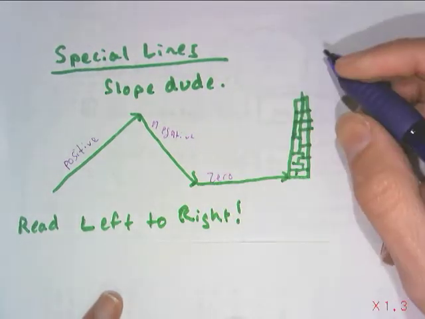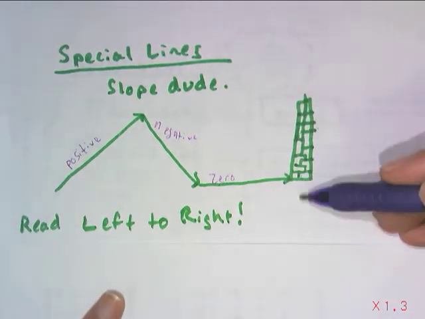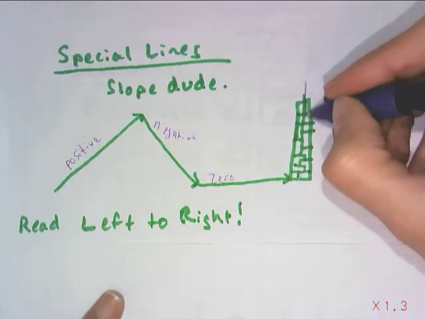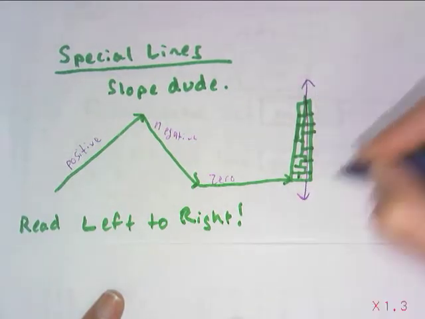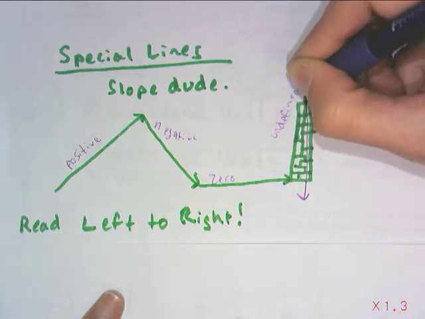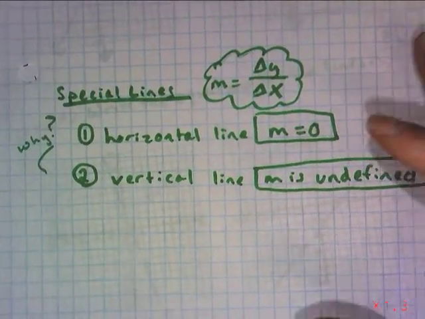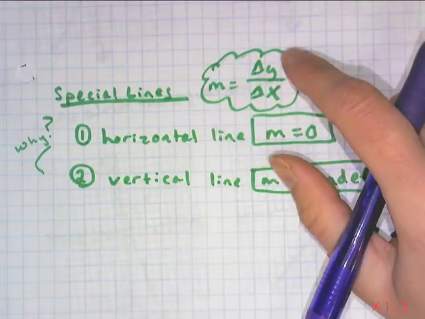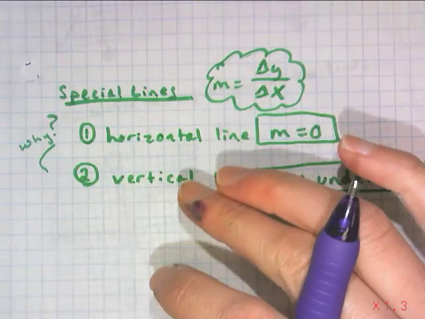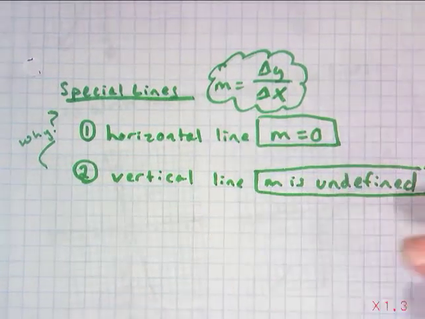0, fine. And then he hits this wall, and it's impossible to ski up this wall. So when this happens and you hit a line that is like this vertically, you call that undefined. And we're going to take a look at why that is so. So with our special cases, you have, of course, slope is change in y over change in x. If we have a horizontal line, our slope is 0. If we have a vertical line, our slope is undefined.